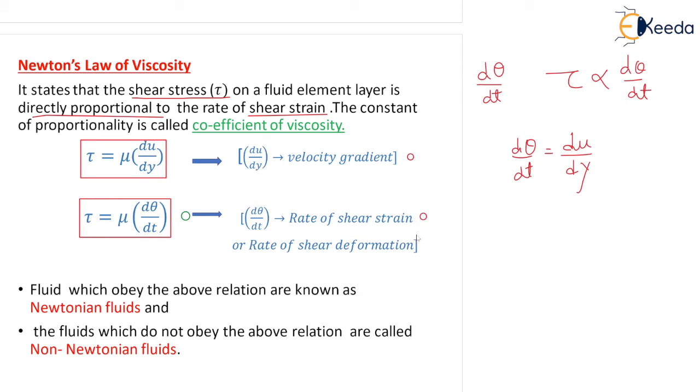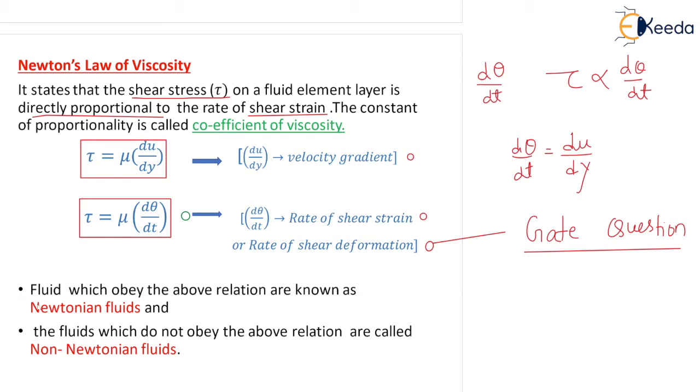Very important, this is a GATE question. What is the other name of rate of shear strain? Velocity gradient, or we can also say rate of shear deformation. This is your GATE question, please remember. So just remember the three different names for your d theta by dt: velocity gradient, rate of shear strain, and rate of shear deformation.